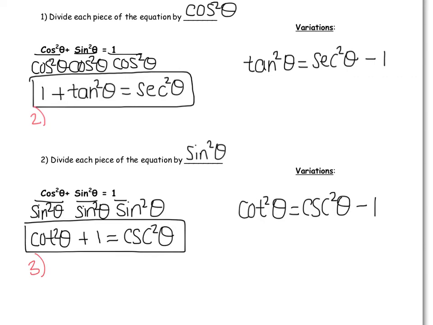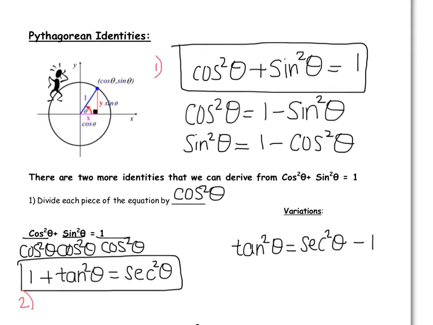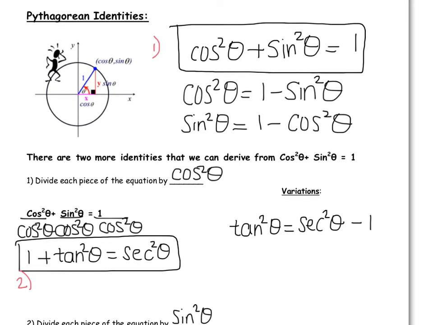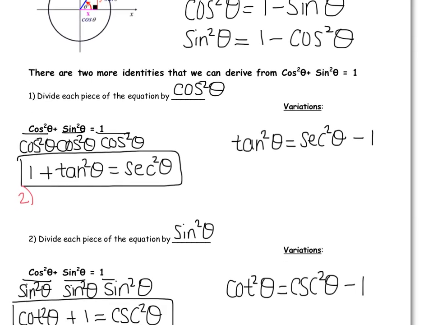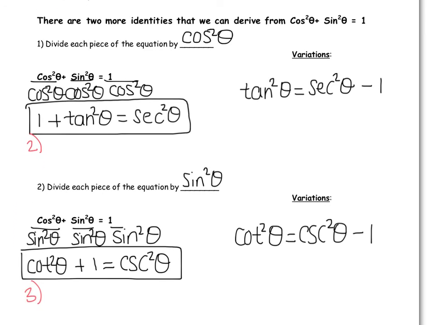Okay, let's review everything that we just said. So we said that we have Pythagorean identities. This one right up here, number 1, is the first Pythagorean identity. These two below it are simply variations. And now we have the second Pythagorean identity that we derive from dividing each piece by cosine squared. And we get this guy. Again, this is a variation. The third Pythagorean identity is found by dividing the original equation by sine squared. We did that here and we got this guy. That is my third Pythagorean identity with this as a variation.